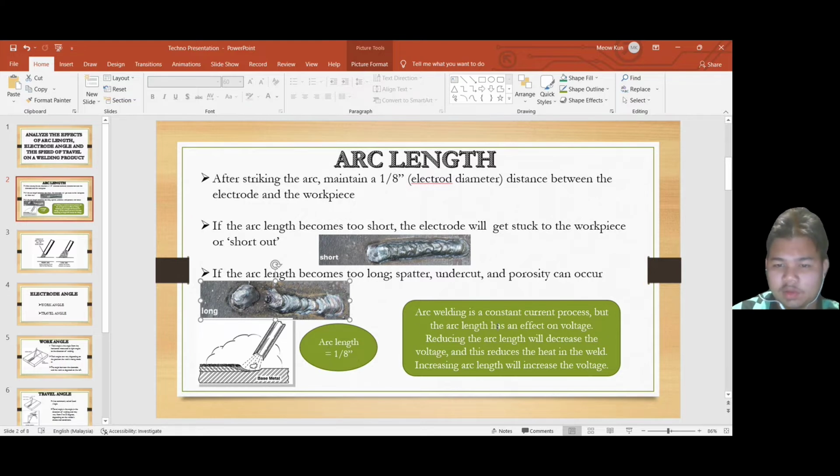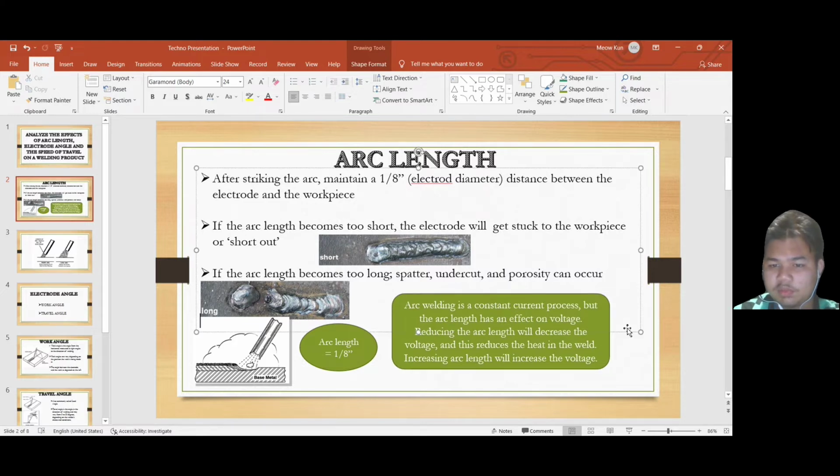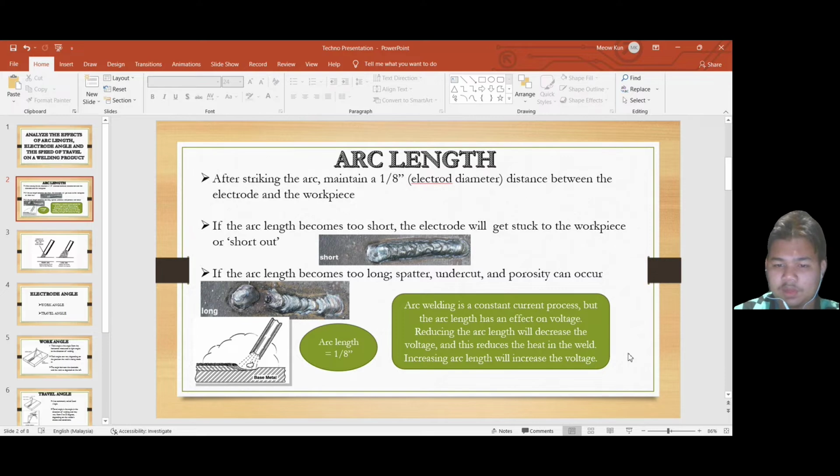Arc length 1/8. Arc welding is a constant current process, but the arc length has an effect on voltage. Reducing the arc length will increase the voltage, and this reduces the heat in the weld. Increasing arc length will increase the voltage.